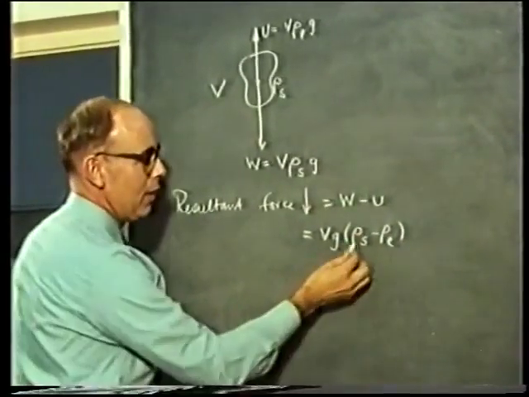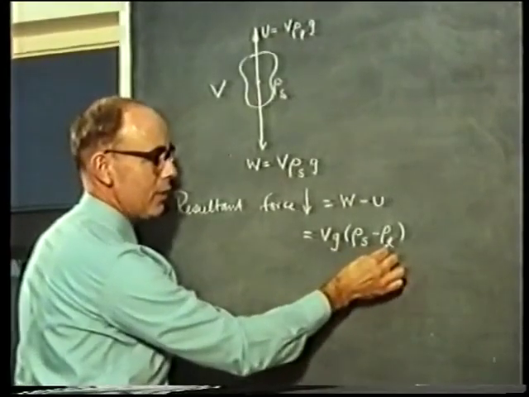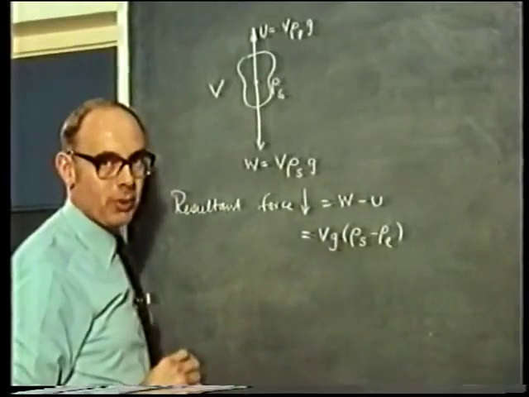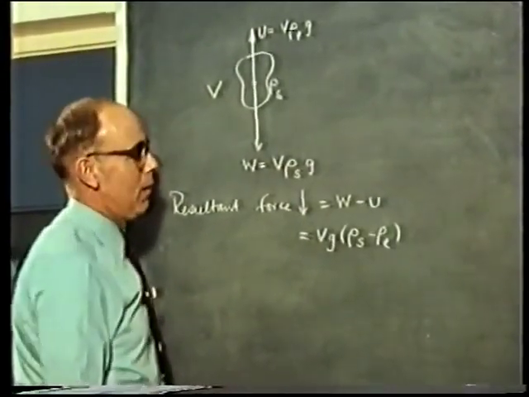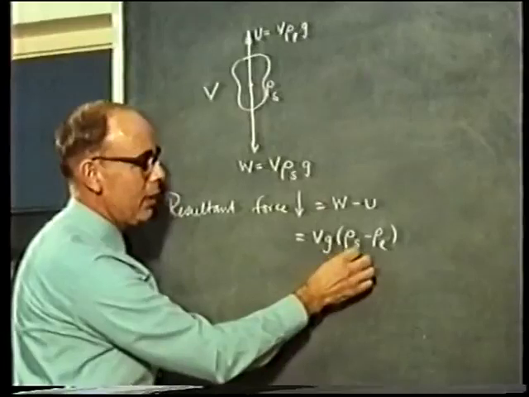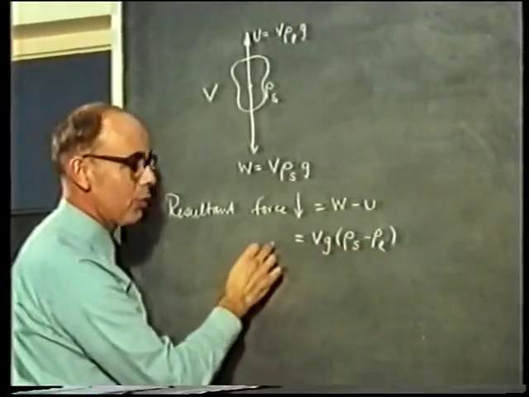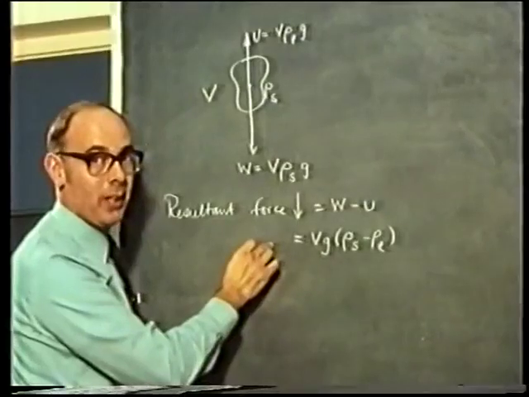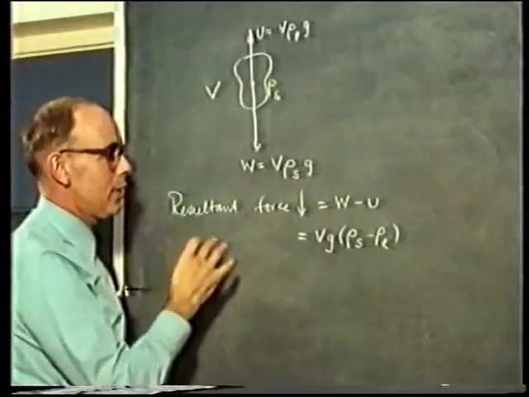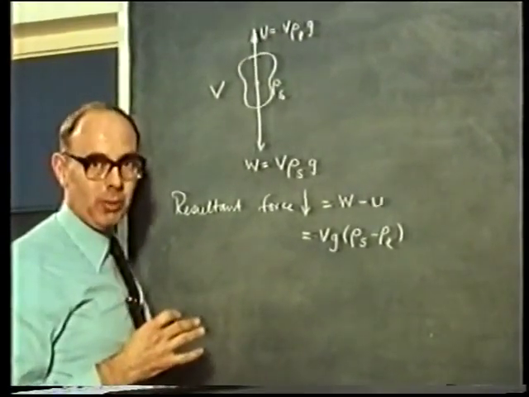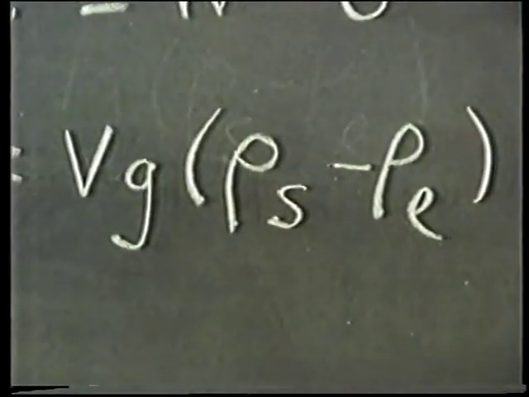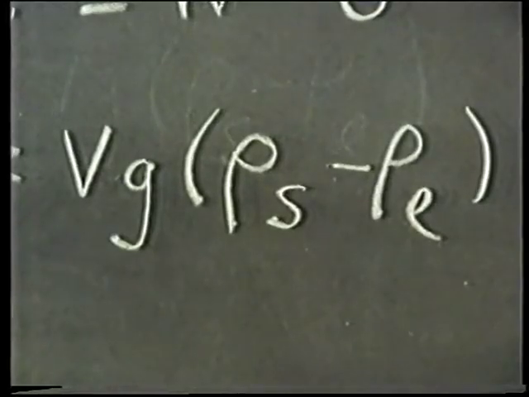Now, as you can see, if the density of the solid is greater than the density of the liquid, this term will be positive, there will be a net downward force, and the particle will sink. On the other hand, if the density of the liquid is greater than the density of the solid, this term will be negative, so the downward force will be negative. In other words, there will be an upward force, and the particle will float. So if we're trying to find a method for separating two minerals using flotation, we want a liquid which has a density intermediate between the densities of the two solids.